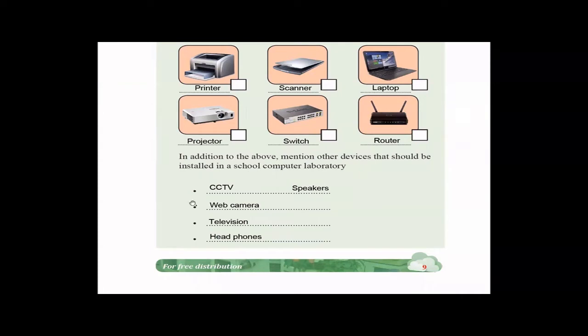In addition to the above, mention other devices that could be installed in your computer lab, right? There can be CCTV cameras, a web camera, television, headphones, speakers. There can be other devices like storage devices, such as external hard disks, CDs, DVDs, those things. So you can mention any devices that are installed in your school lab.